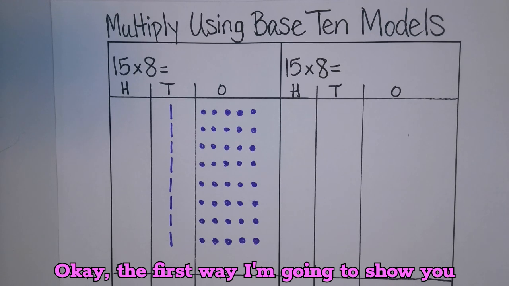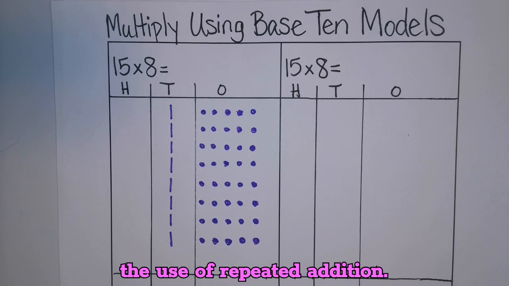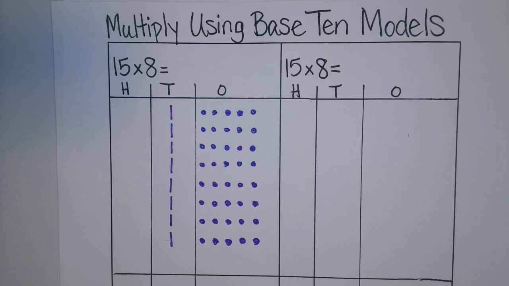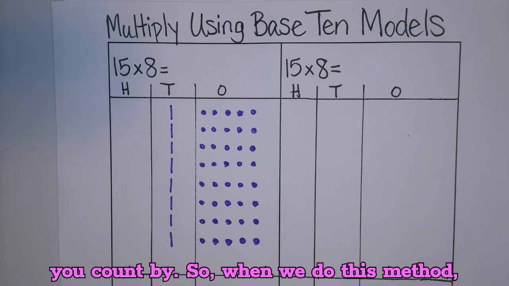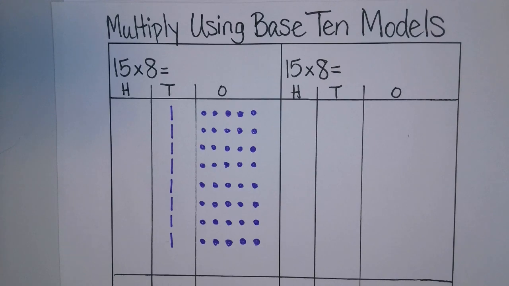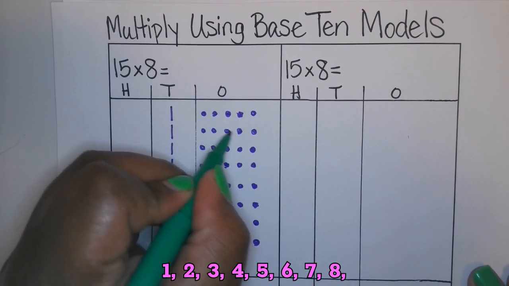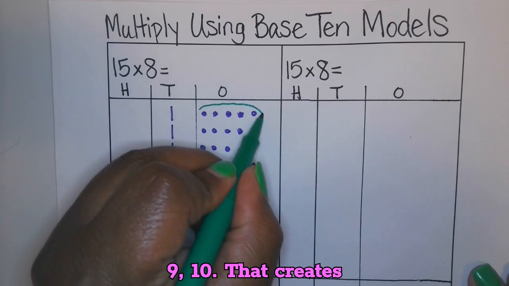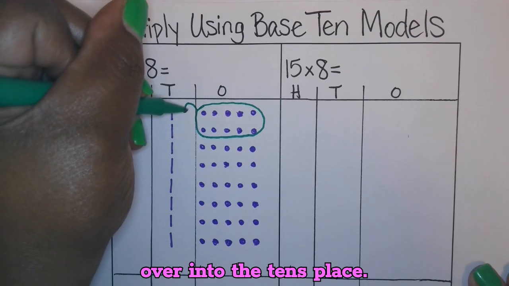Okay, the first way I'm going to show you to come up with the solution is through the use of repeated addition. Whatever place you're in, that is what you count by. So when we do this method, we start in the ones place, so I'm going to count by ones. 1, 2, 3, 4, 5, 6, 7, 8, 9, 10. That creates another 10. So I'm going to put that 10 over into the tens place.